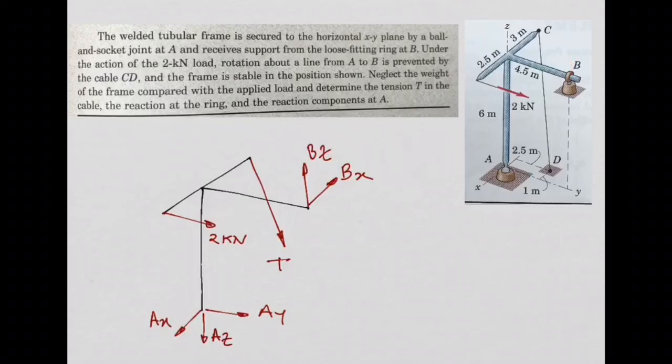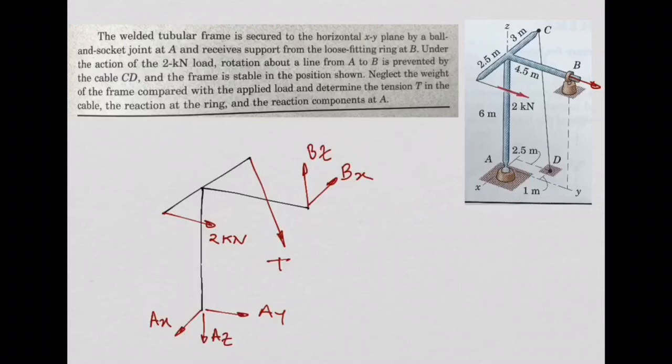If I try to move point B in the y direction, in this direction, that movement is possible, it is allowed. So it means no reaction. Whenever a movement is allowed, we don't put any reaction there. Same thing, rotations are allowed for this kind of support. So the only two reactions we will have at point B are going to be these two.